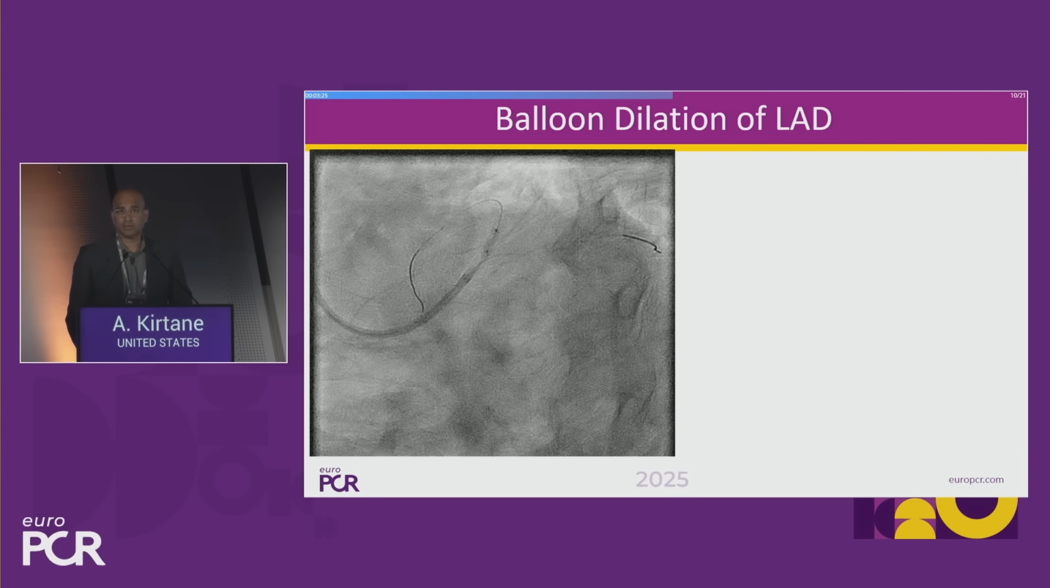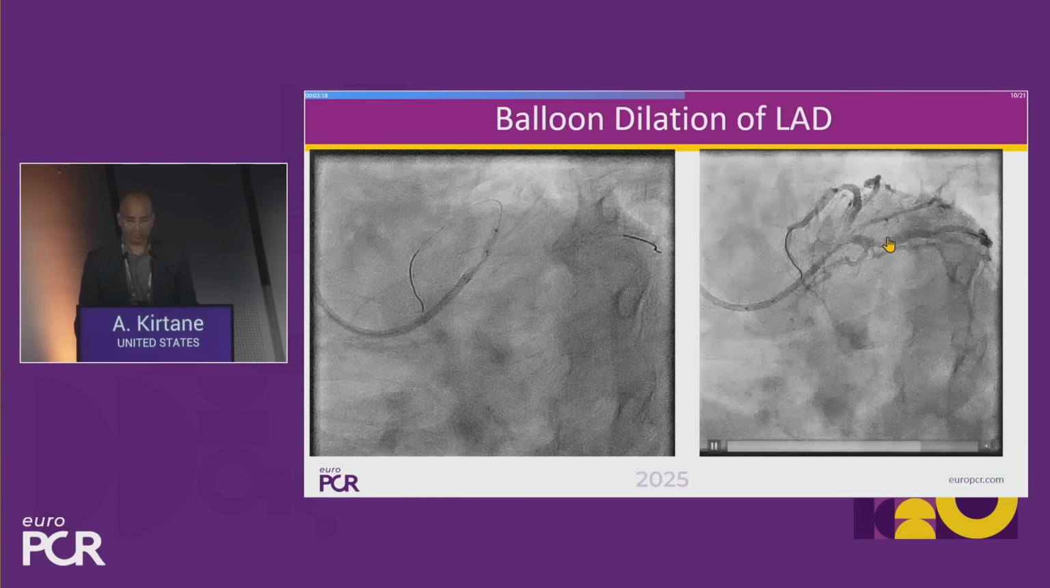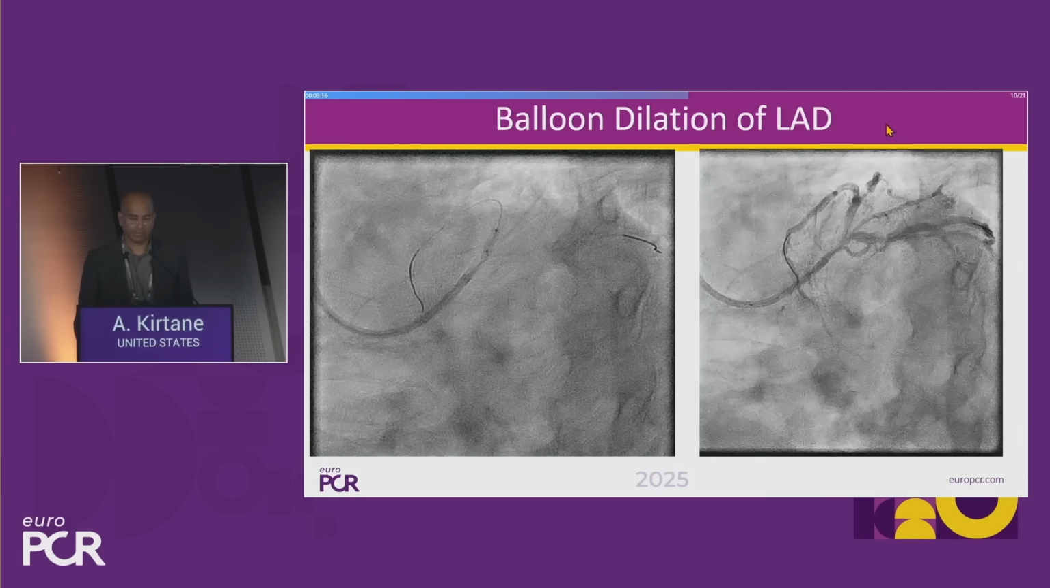So what we decided to do is proceed with balloon dilation of the LAD, and after doing it, this is what it looked like. No real change to the circumflex. This lesion still looks like this lesion, but we know what the physiology of that is.